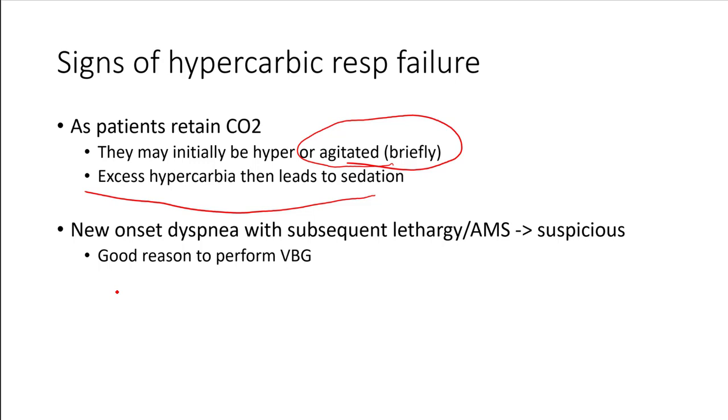You go in the room, now they're difficult to arouse, very sleepy, still breathing a little hard, but their mentation has declined. And that would be a time when I would jump and get a VBG. And in COPD, a lot of factors are contributing to retention of CO2.